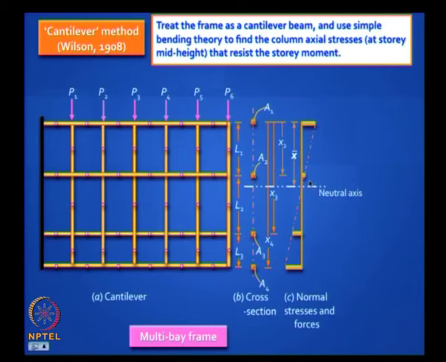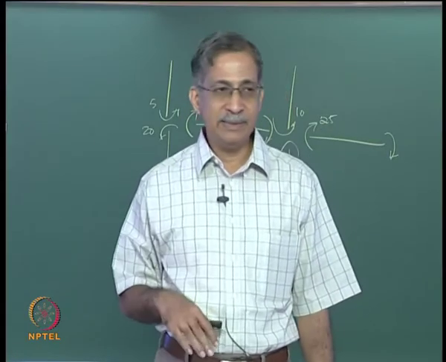Now it is obvious that you will have compression. Where will you have compression? At the bottom and tension at the top, and you have a neutral axis and so on. So you can use simple bending theory to calculate. And do you agree that the actual force in the column, axial force, will be the stress that you calculate from simple bending theory multiplied by the area of the cross section? You agree to that? So that is all. Now how do you get the stress? Go back to Euler-Bernoulli theory.